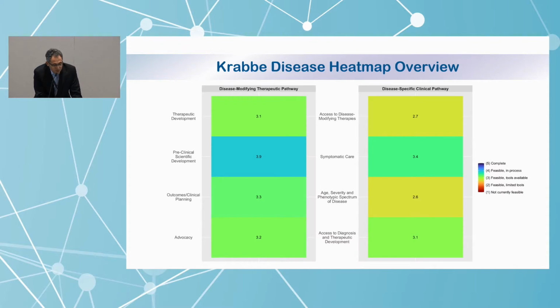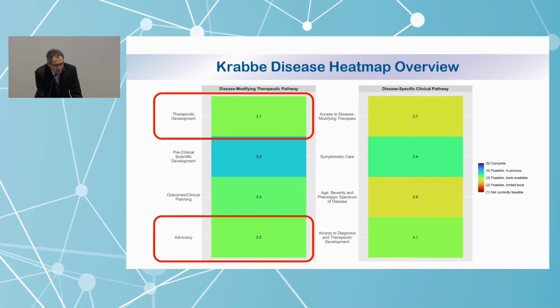So those are the heat maps. It's still improving over the years since 2019. The hallmarks here that still need work: therapeutic development, and advocacy in terms of looking at states that still do not have newborn screening, and therapeutic development for patients who have late onset juvenile forms.